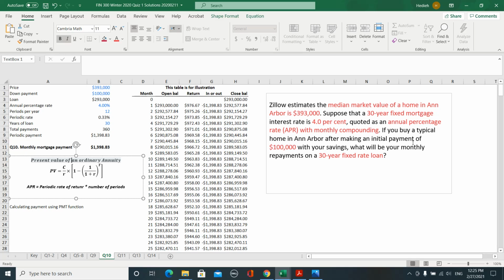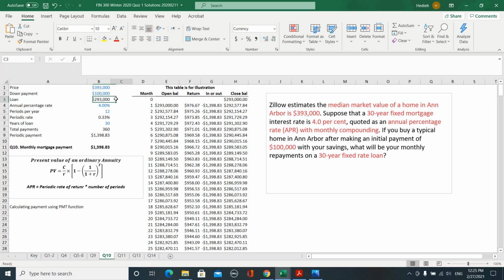If you buy a typical home in Ann Arbor after making an initial payment of $100,000 with your savings, what will be your monthly repayments on a 30-year fixed rate loan? Okay, so we want to see how we can calculate repayments on a mortgage or on a loan. So as it is mentioned in this question, a typical home in Ann Arbor will cost you $393,000. So this is what we have in cell B1. And you can make a payment of $100,000 in cash in the beginning.